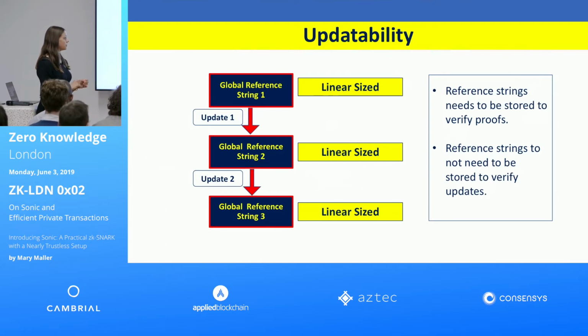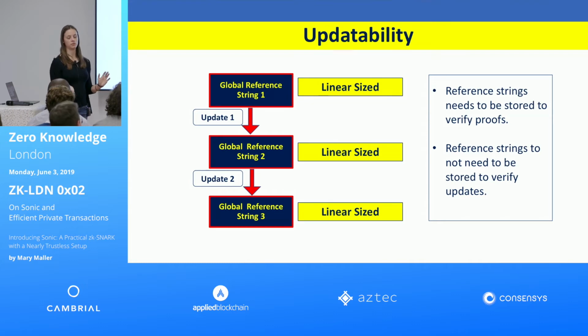The actual reference strings themselves, these don't need to be stored forever, but they do need to be stored with respect to any proof that's generated with respect to them. So what you could do is generate, say, 1,000 updates with 1,000 reference strings, and then just take the final reference string from that and say, this is the one we're going to use for this period in time, and just dispose of all of the others.